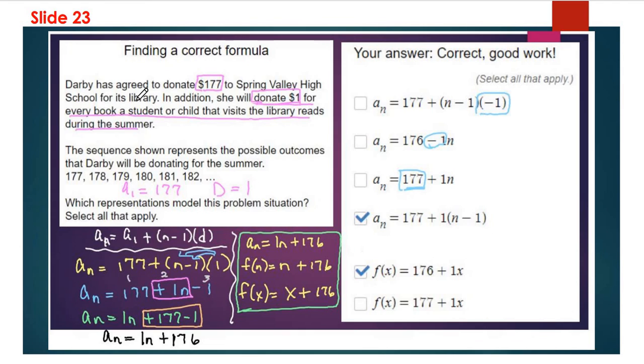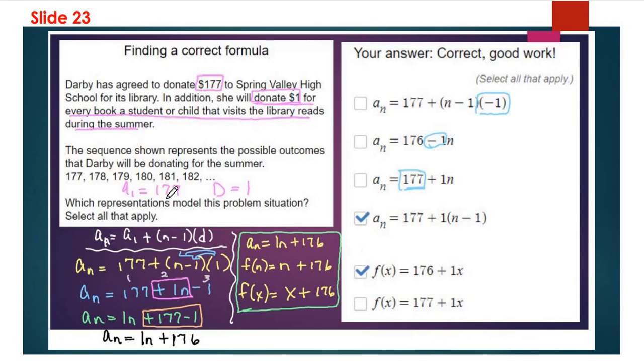Now, slide number 23. Notice that you have multiple representations here of different degrees of working out the explicit formula. Here's the explicit formula right here in the white, and I'm going to go back and read this. Darby has agreed to donate $177 to Spring Valley High School for its library. In addition, she will donate $1 for every book a student or child that visits the library reads during the summer. The sequence shown represents the possible outcomes that Darby will donate for the summer.